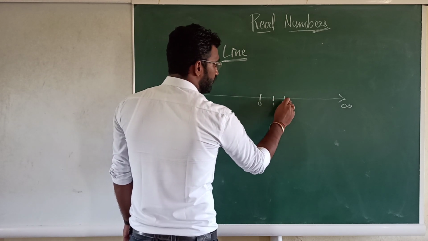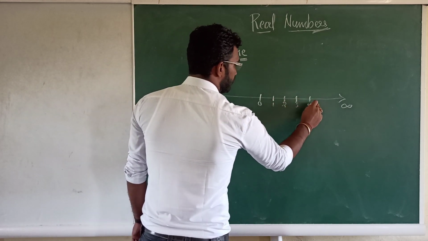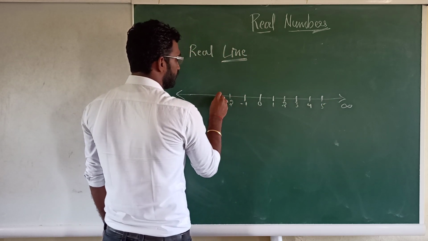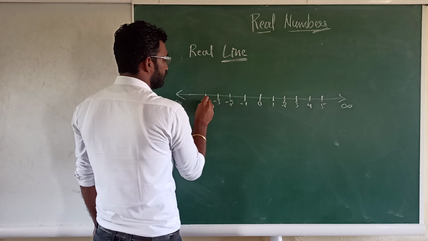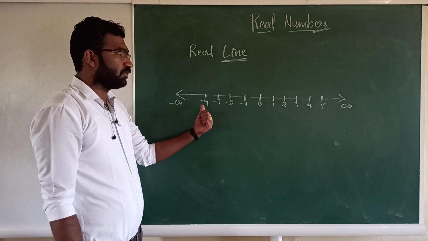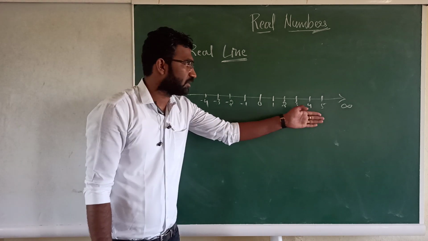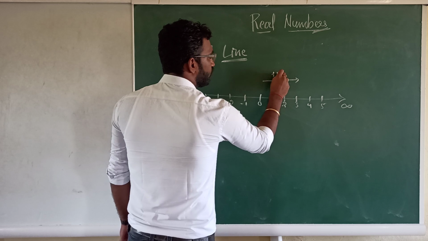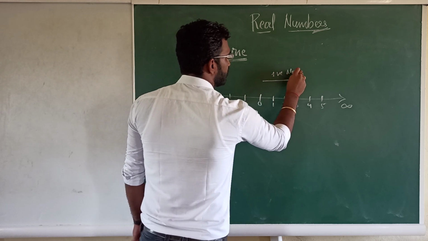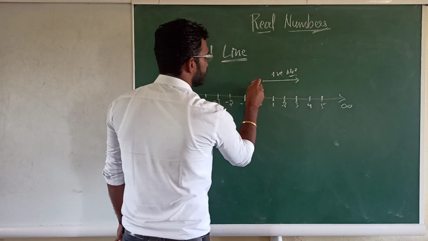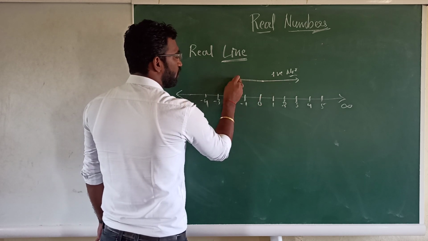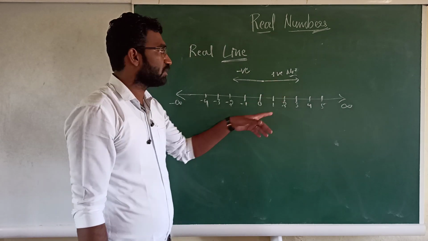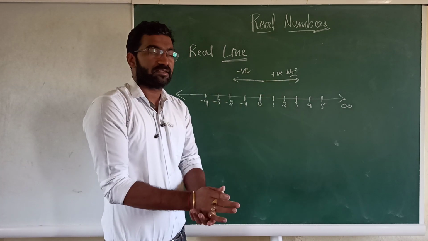Here it is 1, here it is 2, here it is 3, here it is 4, and here it is 5. Here it is minus 1, here it is minus 2, here it is minus 3, and here it is minus 4, right? It goes to the left side, and here it goes to the right side. After that 0 there are all the positive numbers, and on this side after the 0 all negative numbers. Plus means positive numbers, minus means negative numbers.